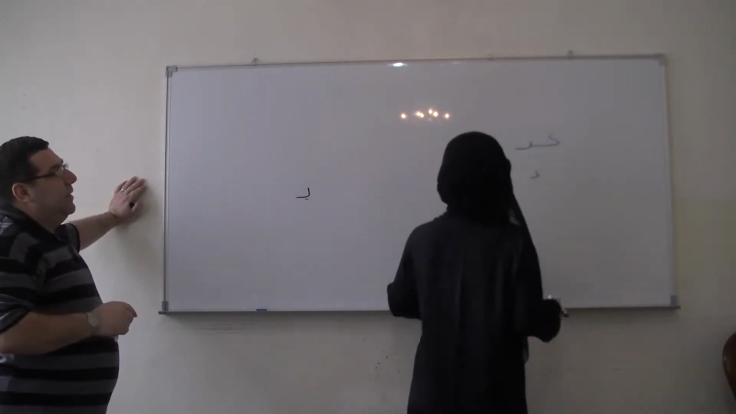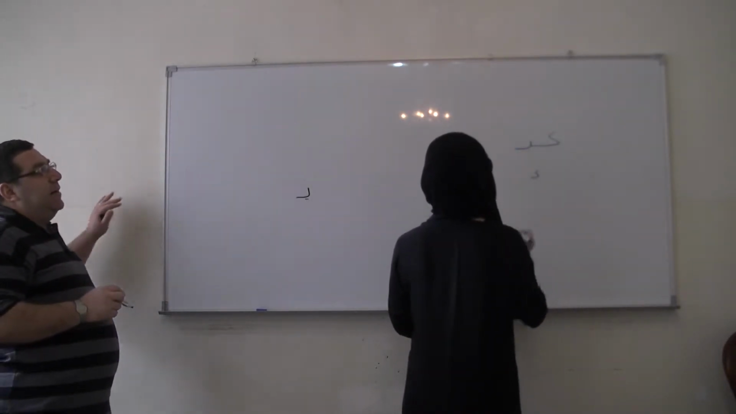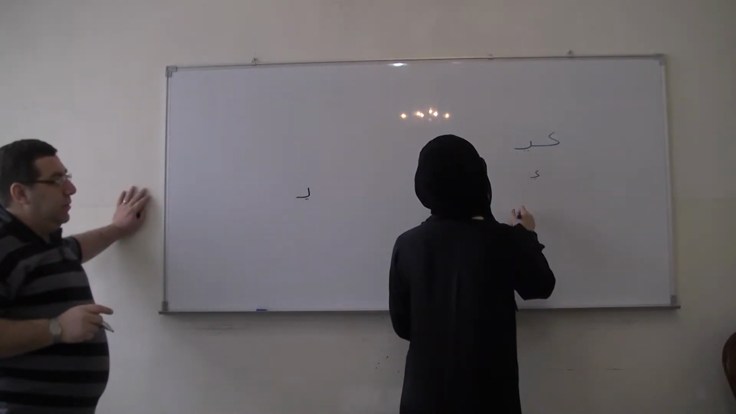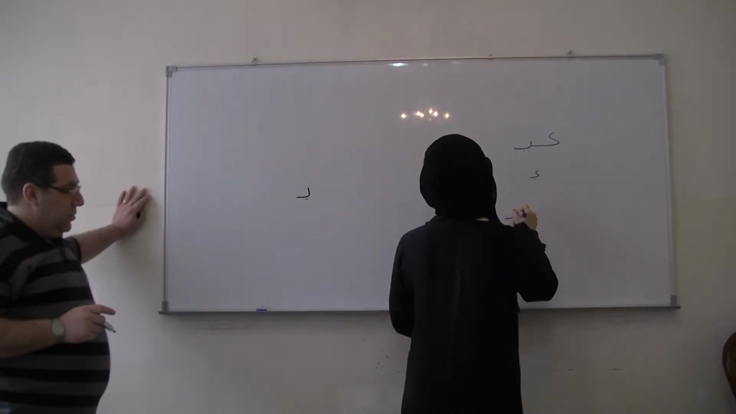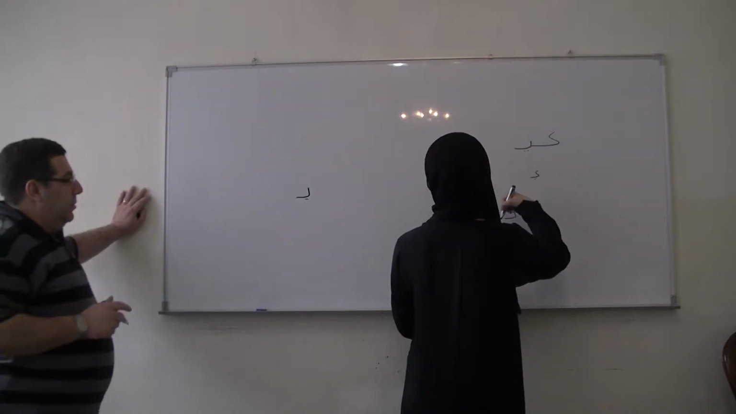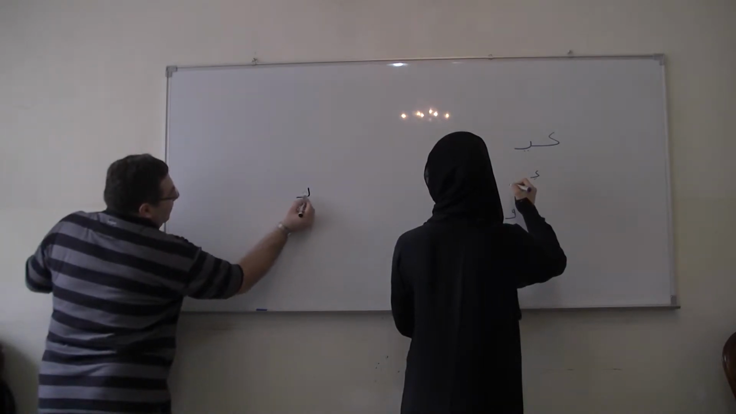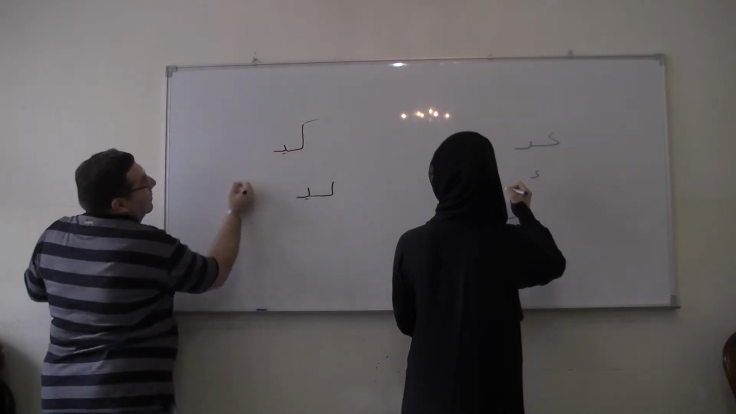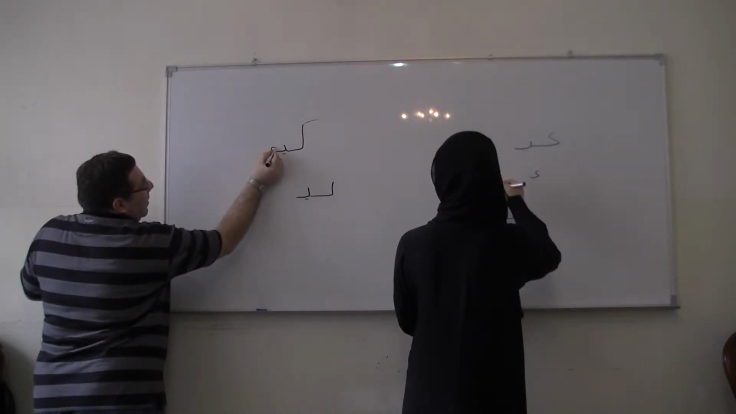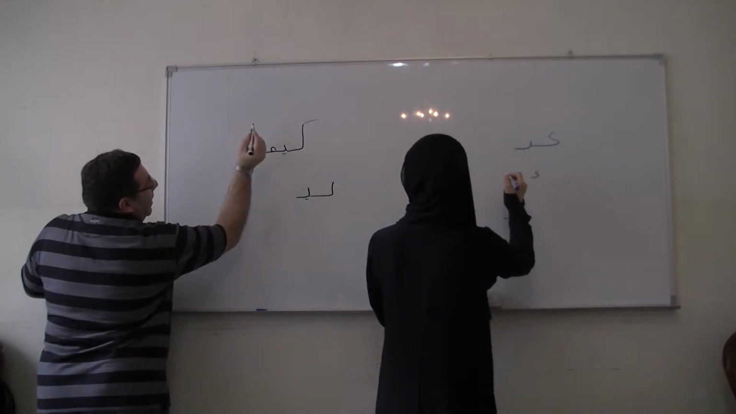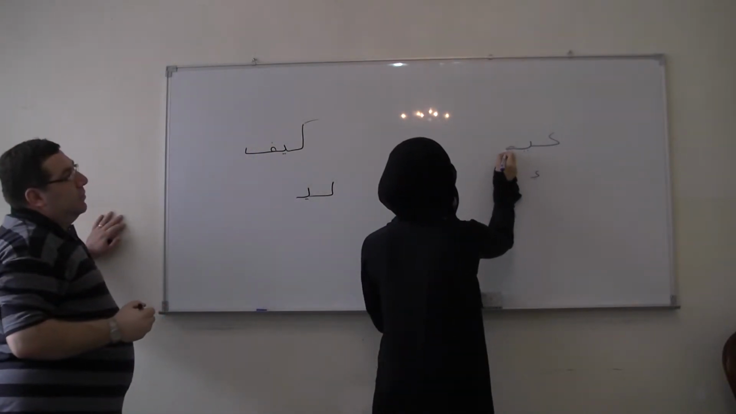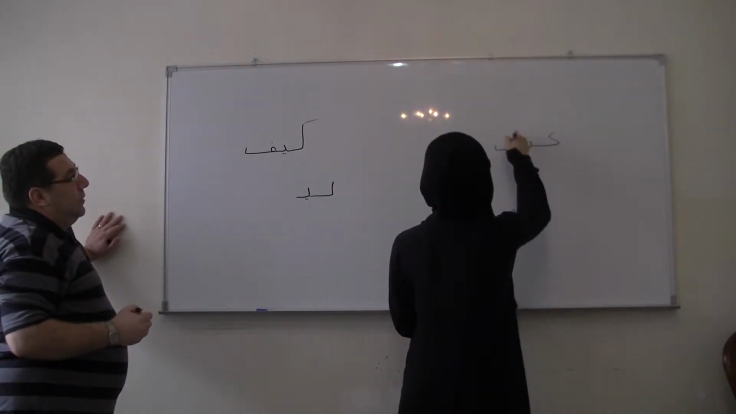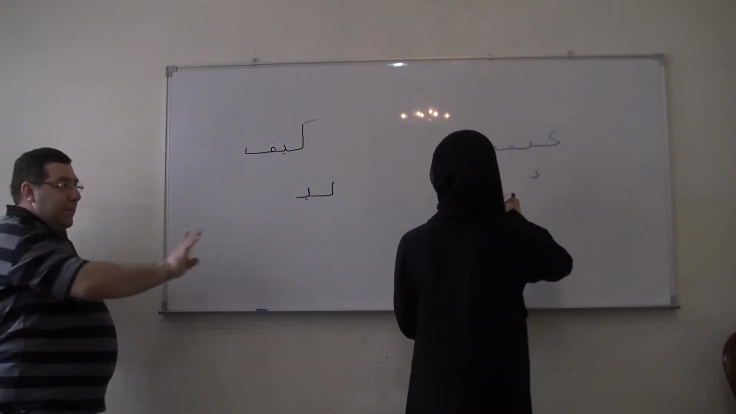Then 2 dots down. Then fa at the end of the word. We have to close it. Fa at the end of the word. This is kaf, right? This is ya. Then fa. And then we have to close it. Long and up. And 1 dot. Yes. Now, there is something. Wait, don't go. There is something.